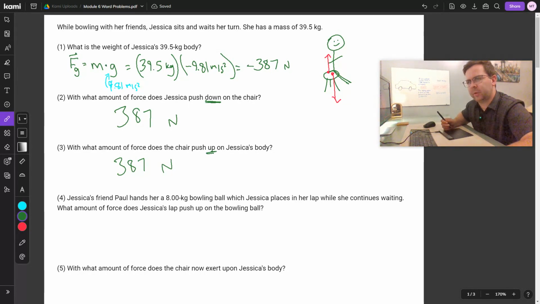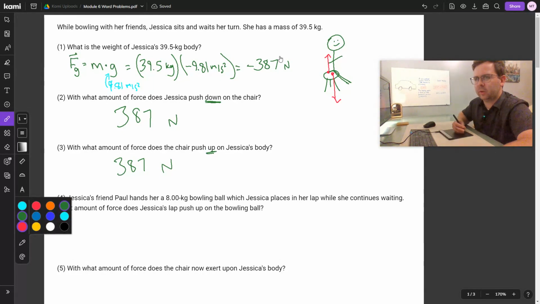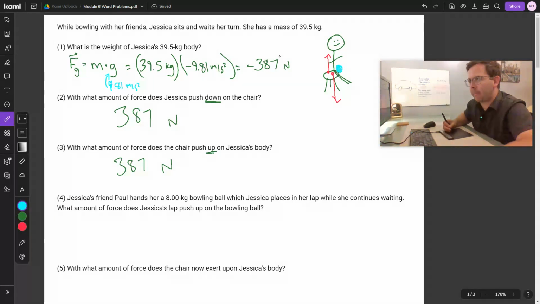All right, question 4 is where something different happens. Jessica's friend Paul hands her an 8-kilogram bowling ball, which Jessica places on her lap while she continues waiting. What amount of force does Jessica's lap push up on the bowling ball? So we are introducing a new object now. And so I'll put that object right here. All right, and that object is being pulled down towards the ground, and then Jessica's lap is pushing up on the ball. So we need to figure out how much force is her lap pushing up on the ball with right here. That's just going to be equal to the weight of the ball.